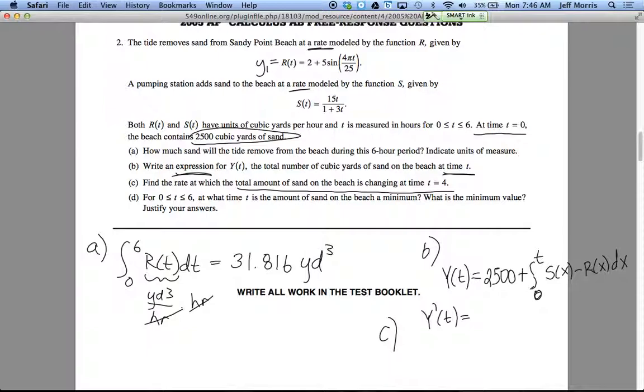This is FTC part what? This is FTC part 1. How do you take the derivative of an integral? You just plug in the upper limit of integration. So what is this going to change to? S of t minus r of t.